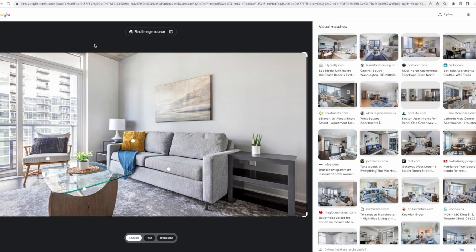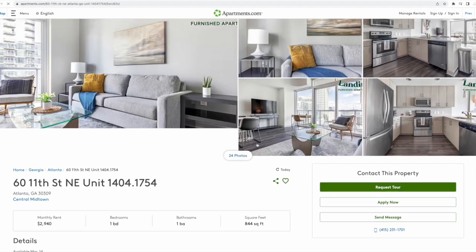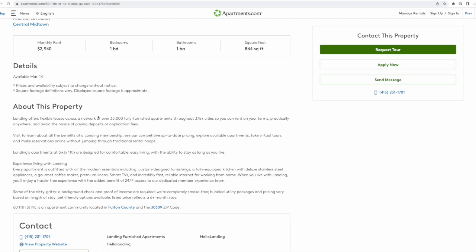Because we being smart. We is being smart this year, okay? So I screenshotted it, put it in Google, and Google popped up, and Google told me where I'm going to find this at. So find image source, apartments. We see the same picture that Hello Landing is using. Hello Landing still pops up, but I'm just showing you guys an example at 6011.